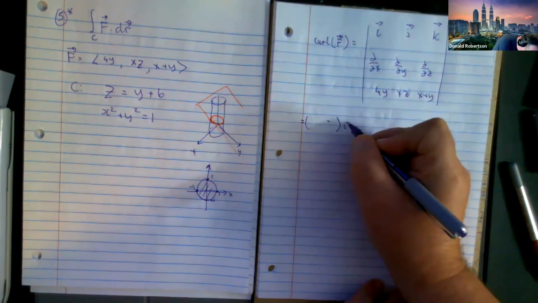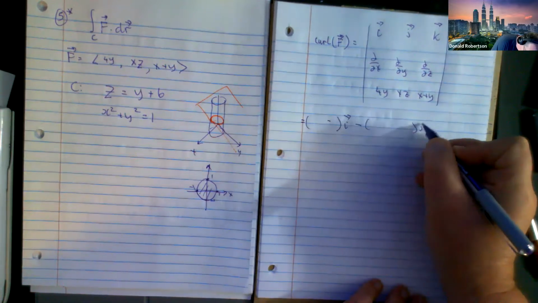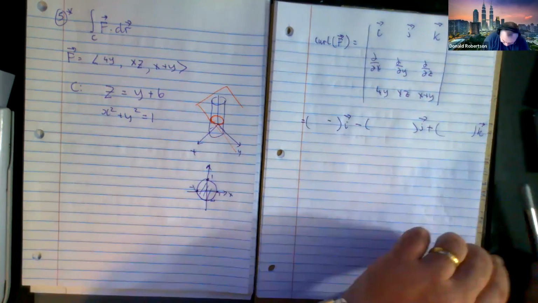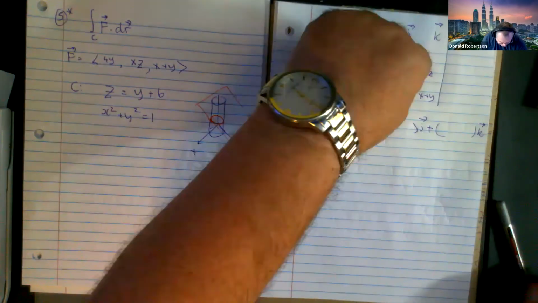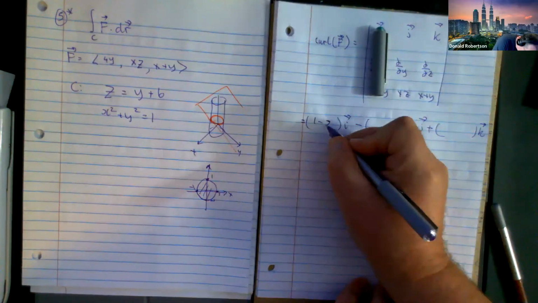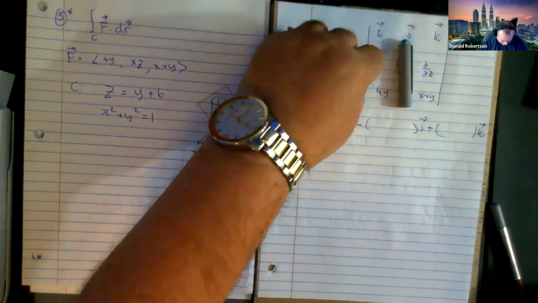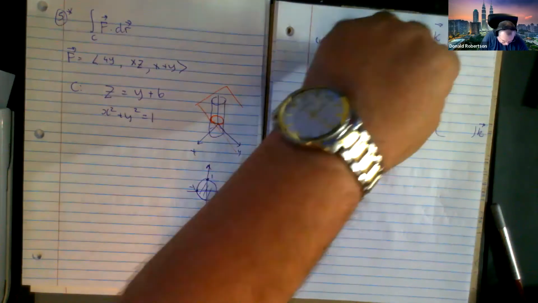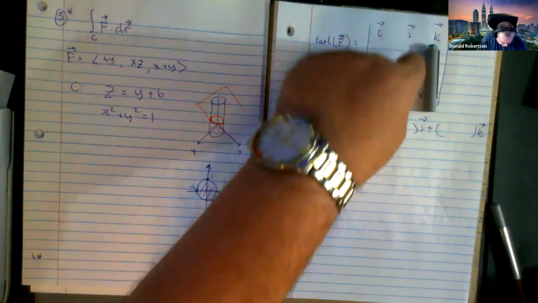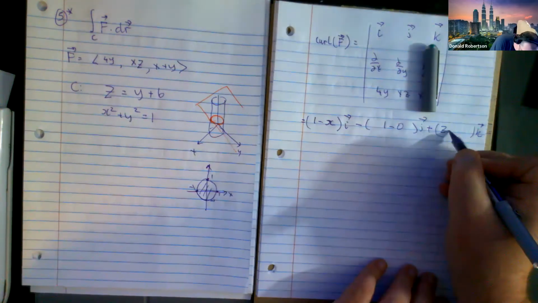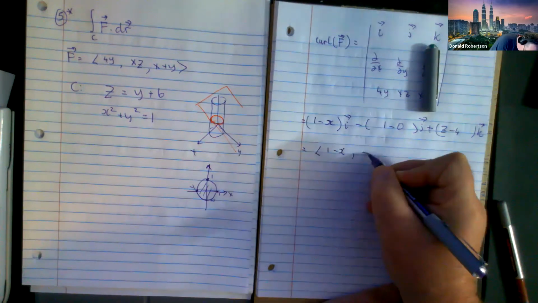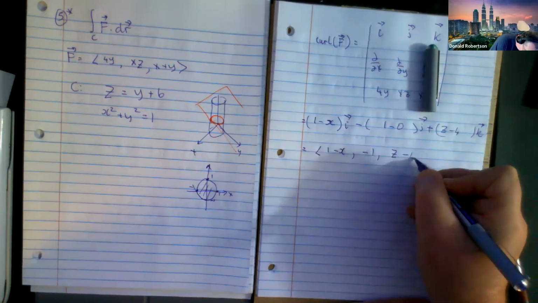So we're going to have so many i's, take away so many j's, plus so many k's. So if you cover this guy up, you get 1, take away an x. If you do the middle one, you get 1, take away nothing. If you do the last one, you get z, take away 4. So the curl ends up being 1 minus x, negative 1, z minus 4.